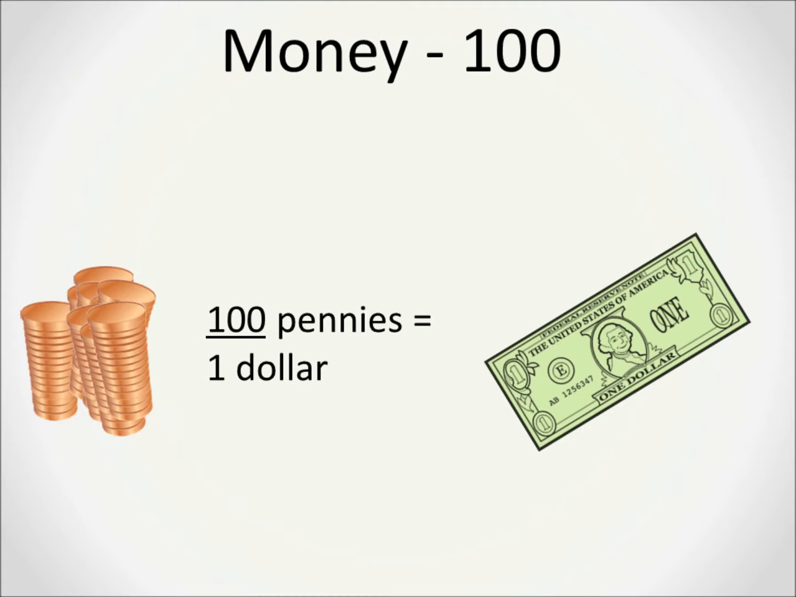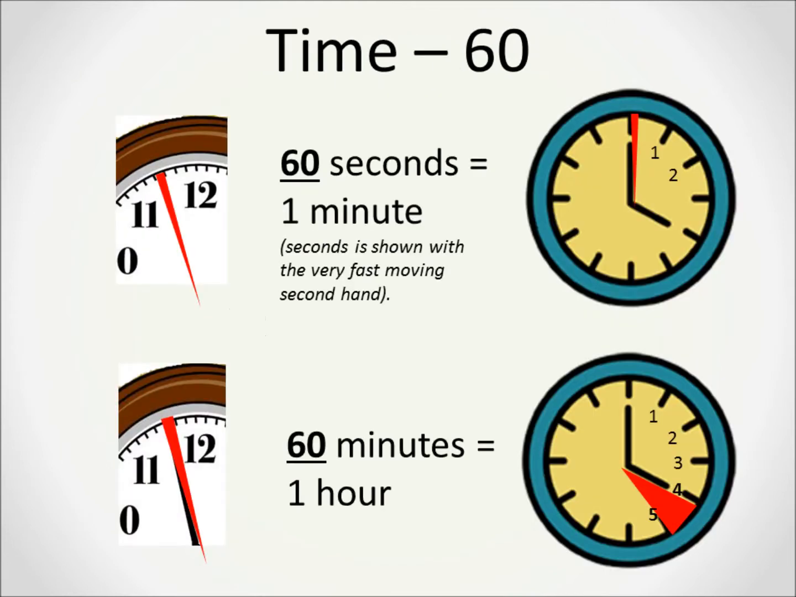With money, 100 is considered a whole. For example, 100 pennies equals a whole dollar or $1. With time, 60 is considered a whole. For example, 60 seconds equals a whole minute or 1 minute. 60 minutes equals a whole hour or 1 hour.